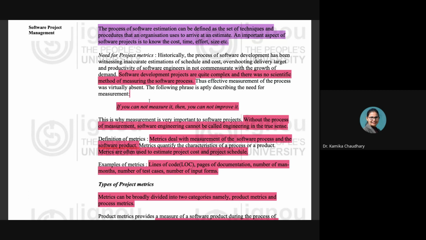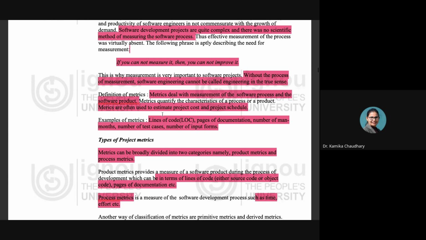There is a very famous saying which says that if you cannot measure it, then you cannot improve it, right? So measurement is very, very necessary. If you have measured, then even if you have measured it wrongly, there is still scope for improvement in that case, right? Software development projects are quite complex, and there was no scientific method of measuring those software processes. Then software metrics came into play, and their function is to measure the software process and the software product also, right?